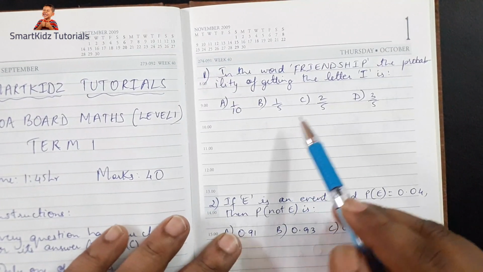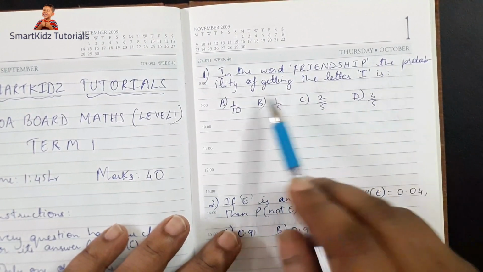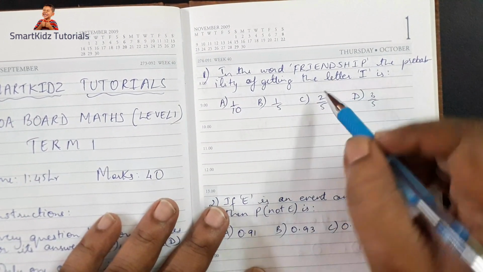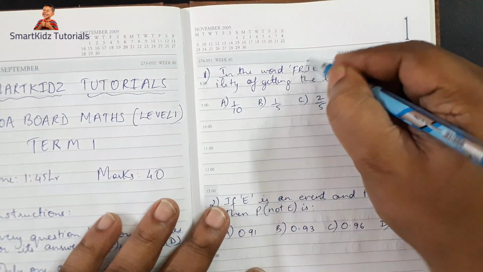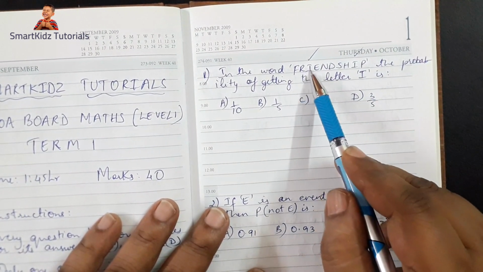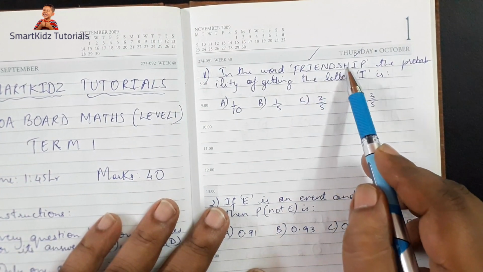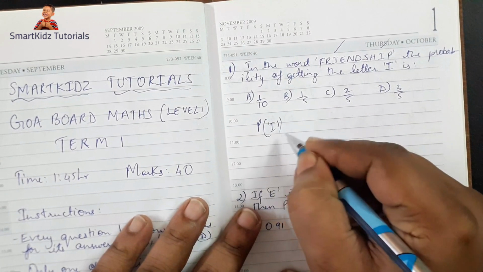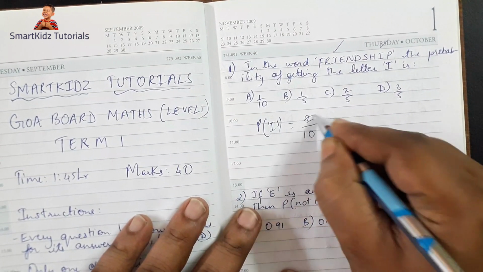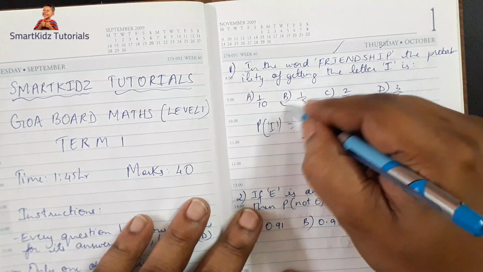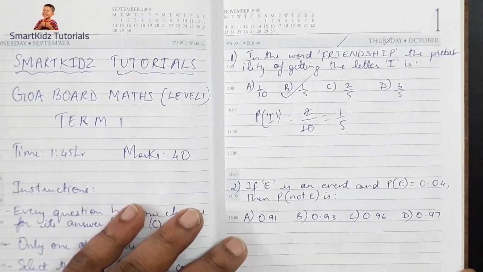First question: in the word friendship, the probability of getting the letter I is one of these. So how many I's are there in friendship? There's only 1 and 2. And how many letters are there? 1, 2, 3, 4, 5, 6, 7, 8, 9, 10. So that means the probability of getting the letter I would be 2 upon 10, which would be 1 upon 5. Which means that B is the correct option.